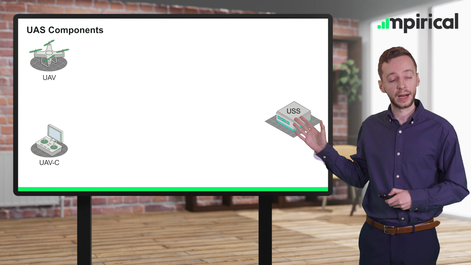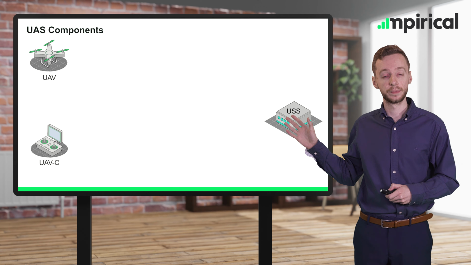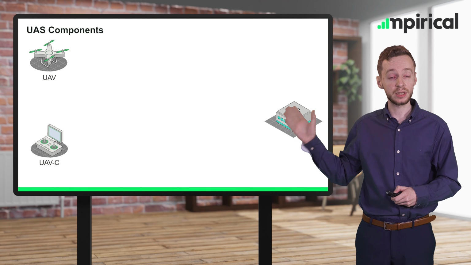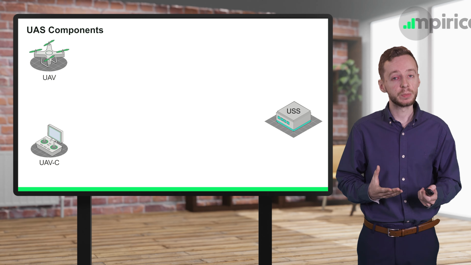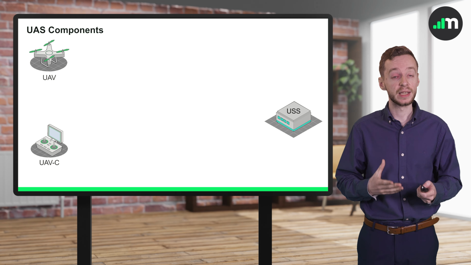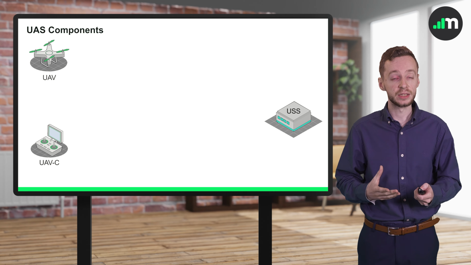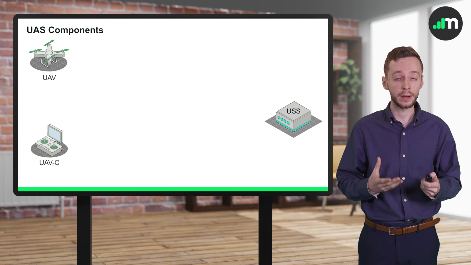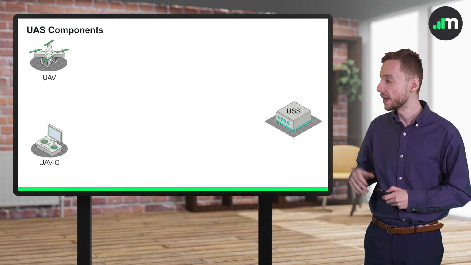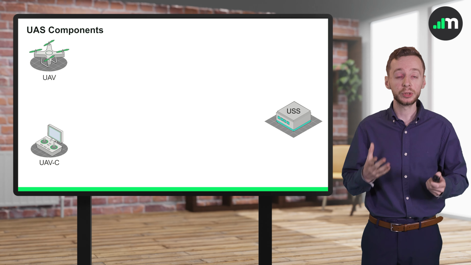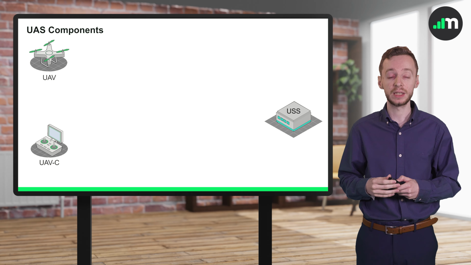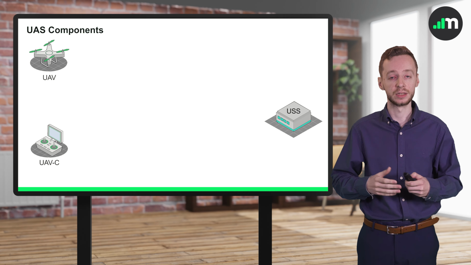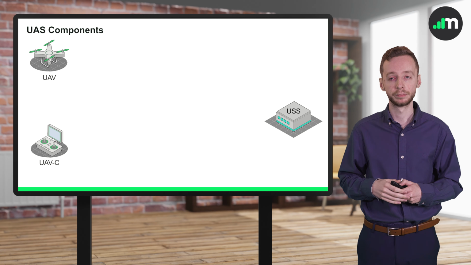In addition to that, we've got a USS, and this is the Uncrewed Aerial System Service Supplier. Now, the example we're going to be using throughout this course is a UTM. And this is an Uncrewed Aerial System Traffic Management. And that will manage traffic of multiple different UAVs and support the reduction in collision between these UAVs and what we call DAA, that's detection and avoidance.